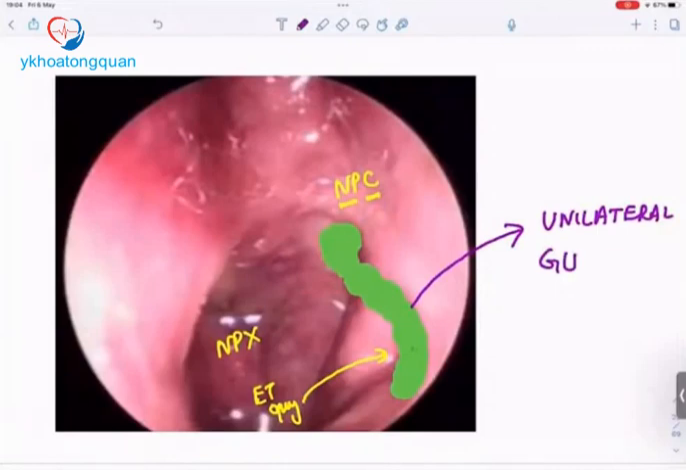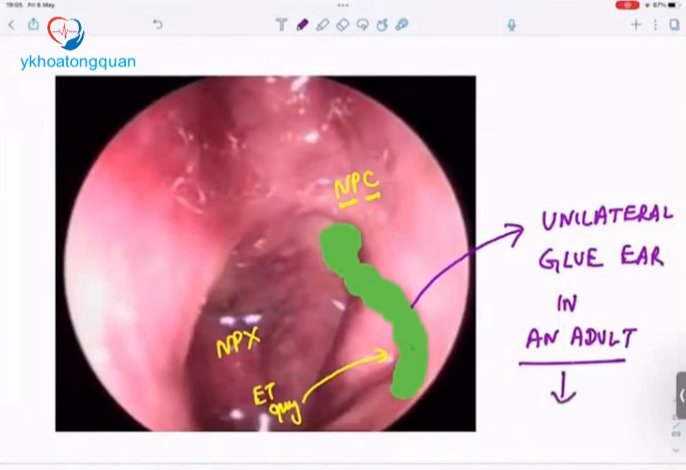Unilateral means single side. Unilateral glue ear in an adult. In an adult, I must rule out nasopharyngeal cancer, particularly in Southeast Asia, including Vietnam. Vietnam even has got a significant prevalence of this cancer. So every doctor should know, if a child has a glue ear, I don't have any problem because adenoid is the cause. If an adult has a glue ear on one side, I am suspicious that this patient may be suffering from the nasopharyngeal cancer.